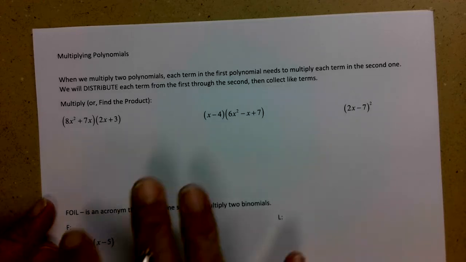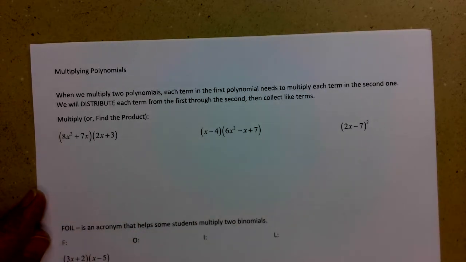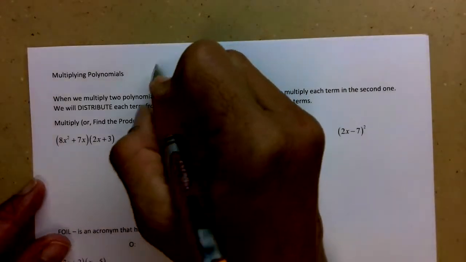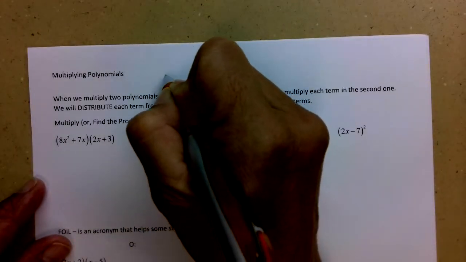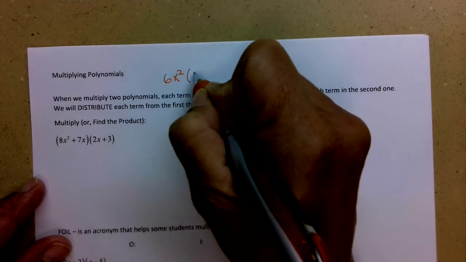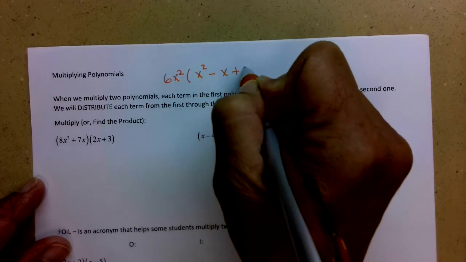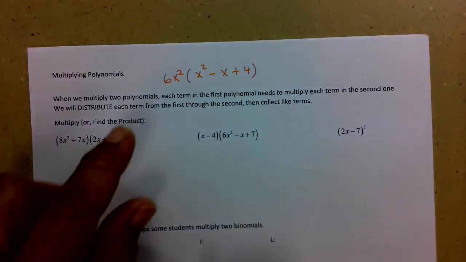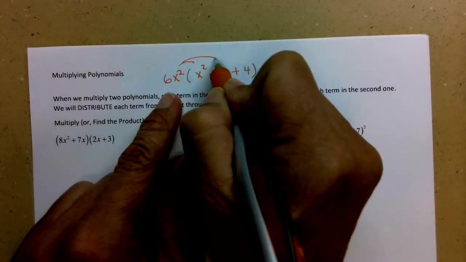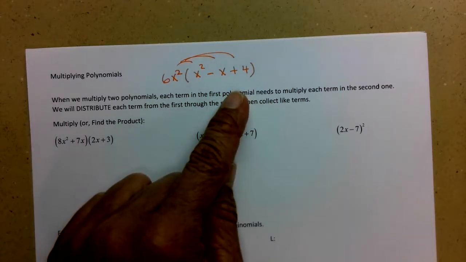So I think before I do these, I'm going to do one more example because sometimes one of our polynomials will just be a monomial, which is a little bit nicer. So let's go ahead and make one up. Let's say I have 6x squared multiplying by x squared minus x plus 4. So the 6x squared is going to multiply, or distribute to, the three terms inside the parentheses.